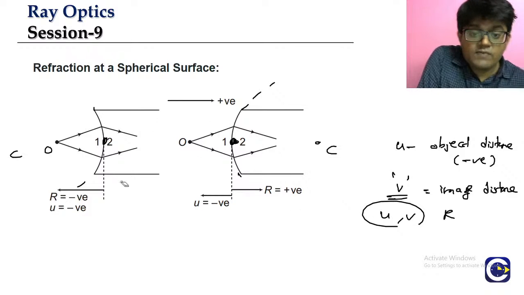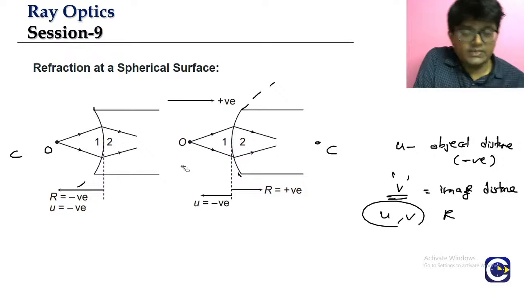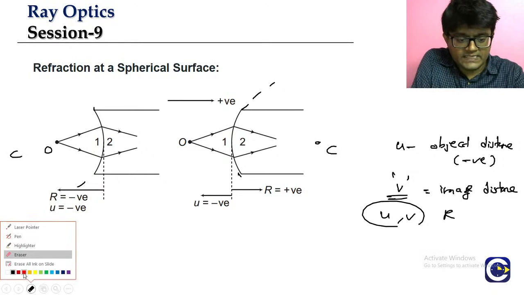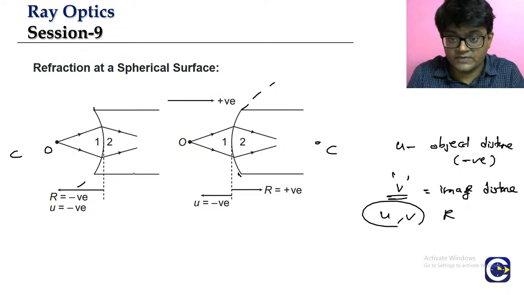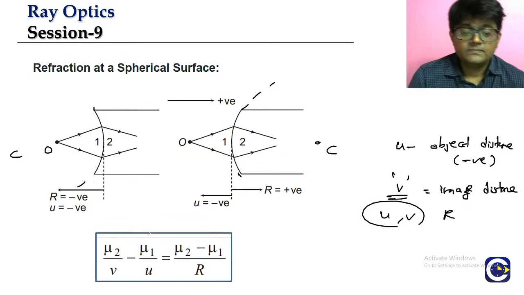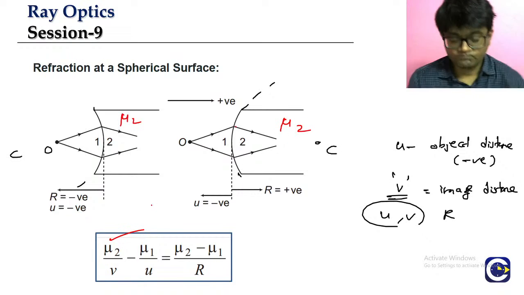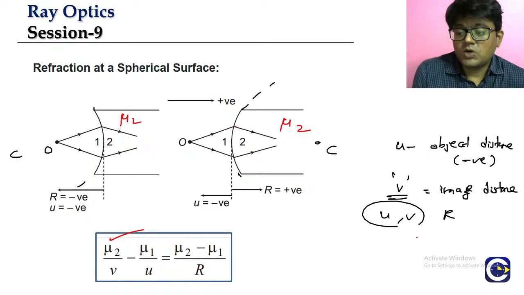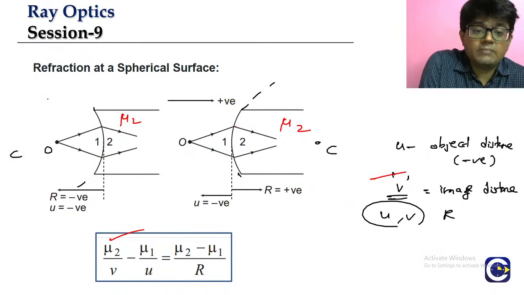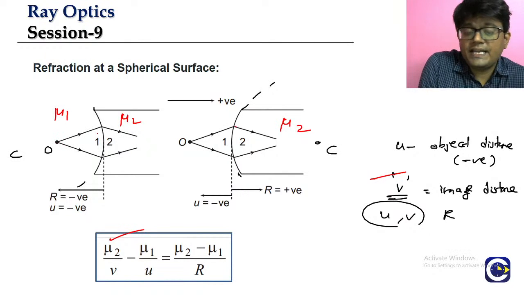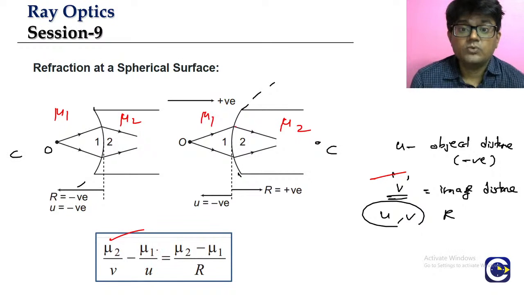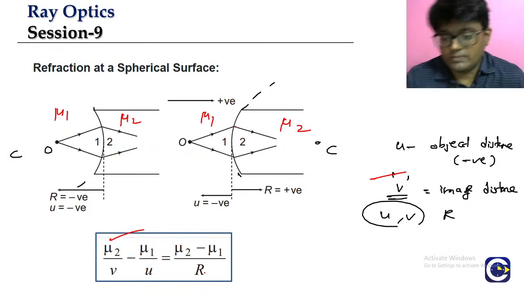The equation will be the same whether the spherical boundary facing the object is concave or convex. So what is it? Mu2 by v, where after refraction the light rays get into the second medium, for which we take the refractive index mu2, and v is the image distance, minus mu1 by u. Mu1 is the refractive index of the medium in which the original rays from the object are present. Mu2 by v minus mu1 by u is equal to mu2 minus mu1 by R.